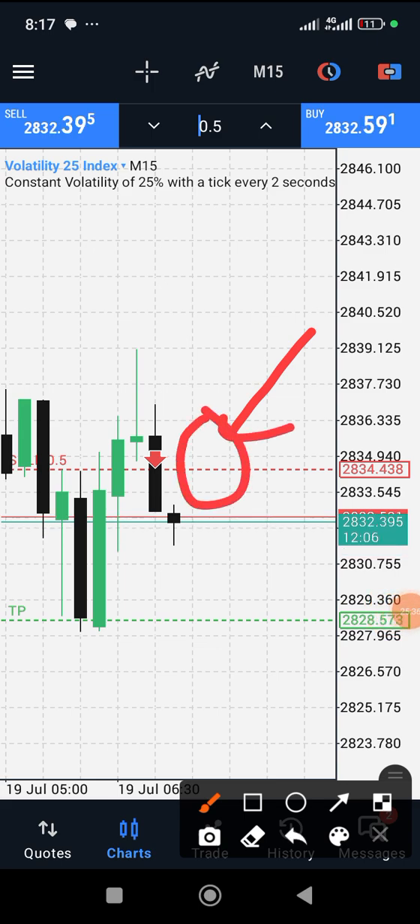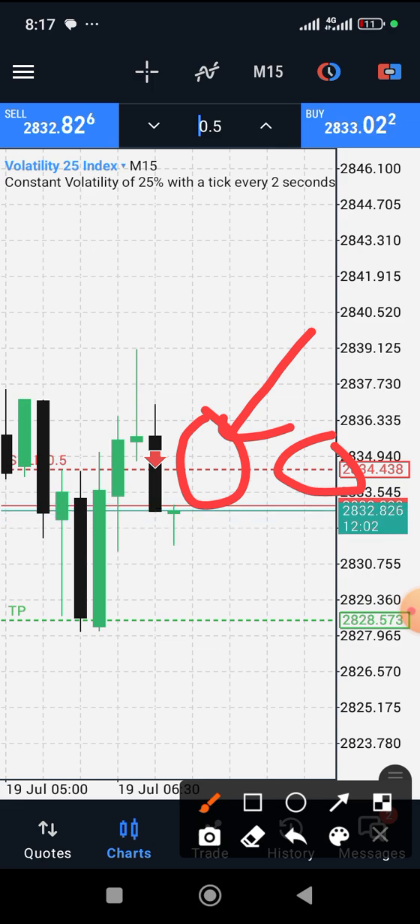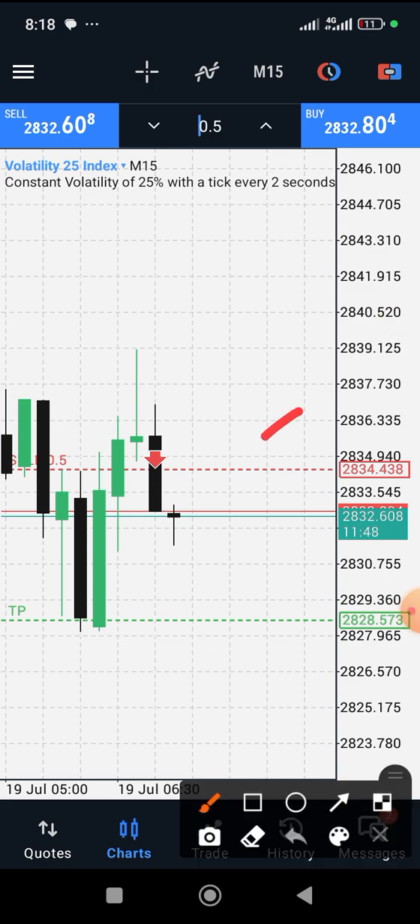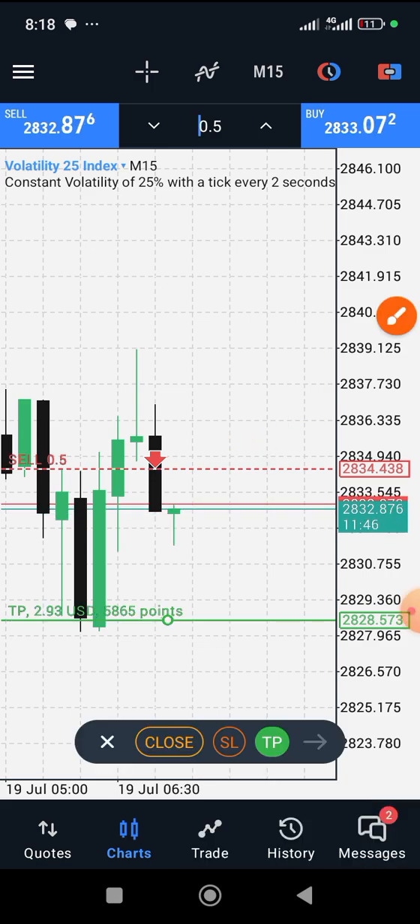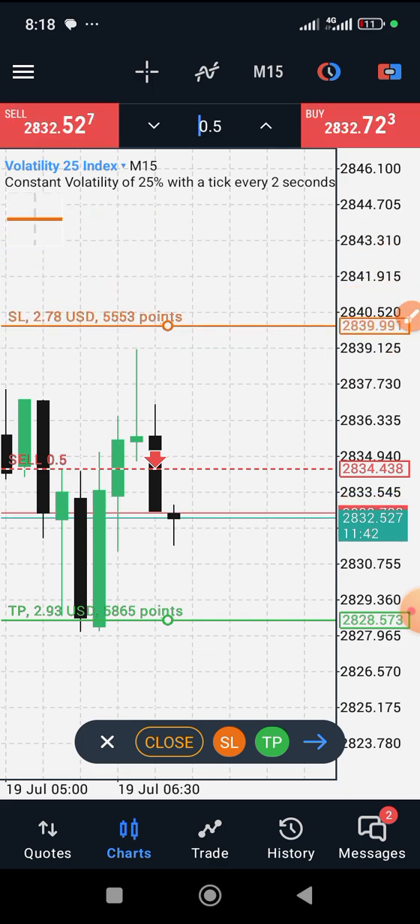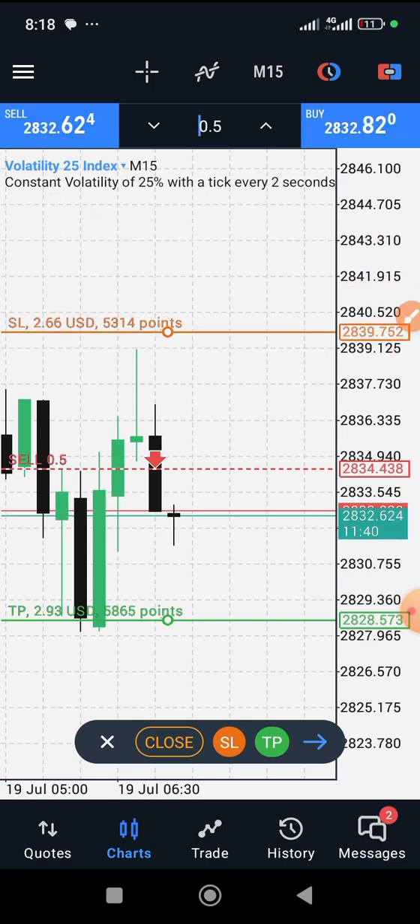We call this the entry price: the price where you said that from this price the market price would go downwards. That price is called your entry price. So if you want to set your stop loss, simply tap on your entry price and then click on SL. Then set your SL to where you want to set it. Determine how much you are willing to risk in that particular trade.